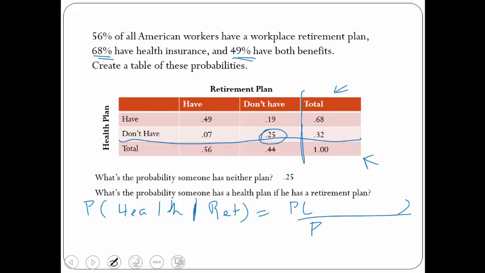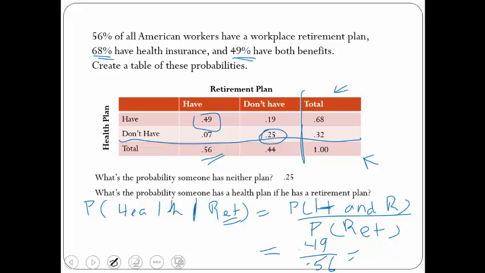right? Turn it into this situation. So that would be health and retirement. Sorry, that's a terrible H. Over, right? Retirement's the second piece. Now that we've got that, health and retirement, well, that was the 0.49. Over the probability they have a retirement plan is the 0.56. And then 0.49 divided by 0.56 is 0.875. So there's about just slightly under 88% chance that if we pick someone that definitely has a retirement plan, they probably also have a health insurance plan.